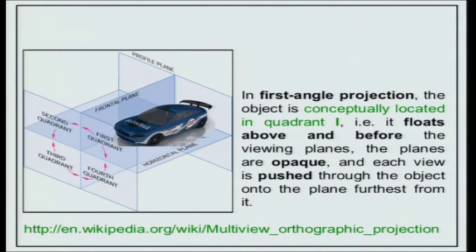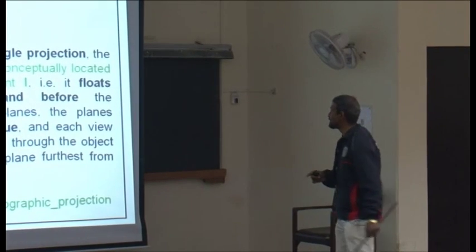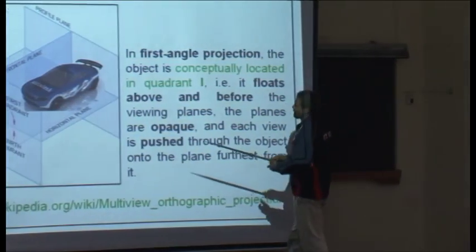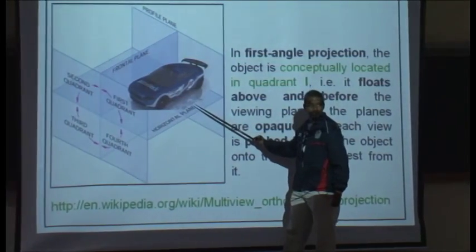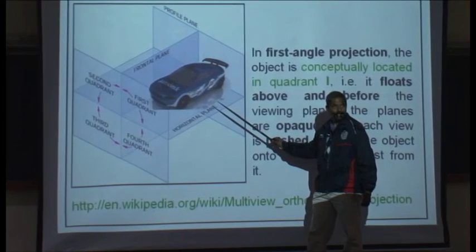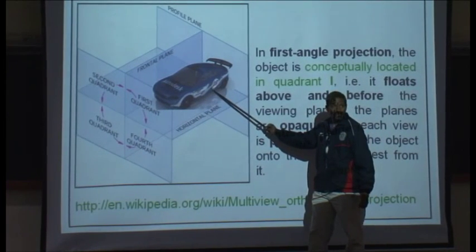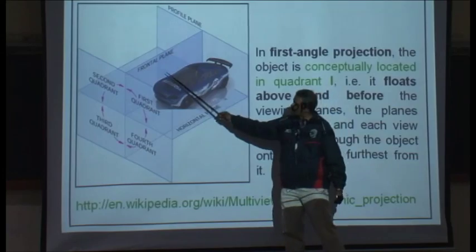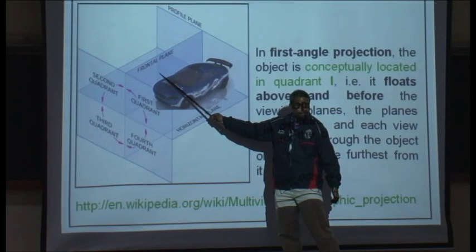So, if you keep this object in quadrant 1, and this is the important point: if you look at this object from the right, this is the important assumption. If you look at this object from the right, that means from here, and if you let the projections emanate from this object and get back onto the frontal plane, what would you get?